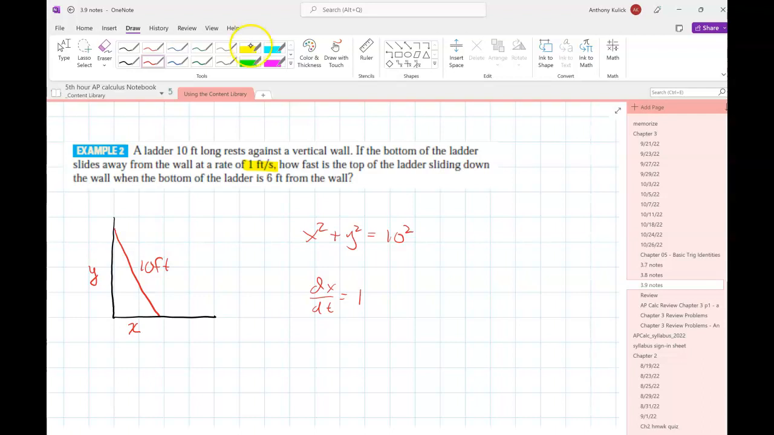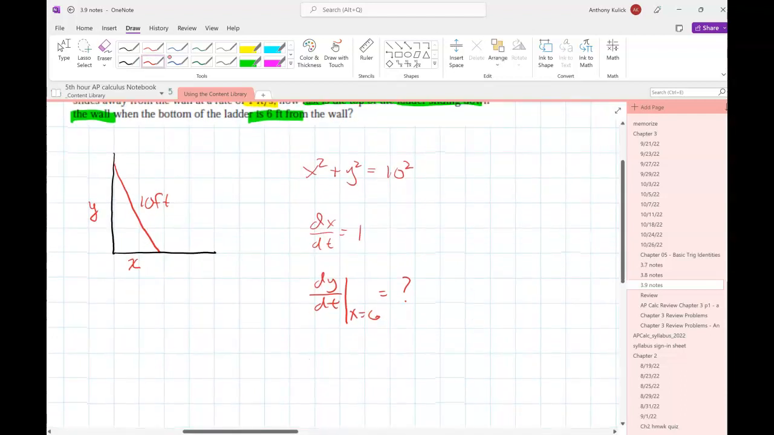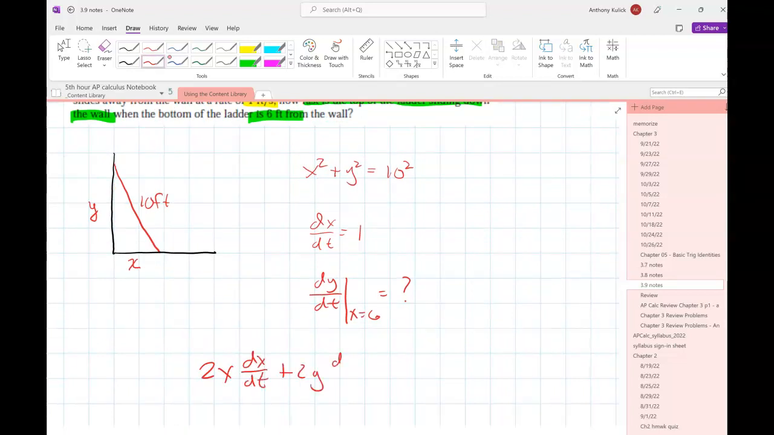And then it asks, how fast is the top of the ladder sliding down the wall? What is that going to be? That's what we're looking for: dy/dt. And it says when the ladder is 6 feet from the wall, so when x is equal to 6. Everybody cool? Okay, we do our calculus: 2x dx/dt plus 2y dy/dt equals 0.